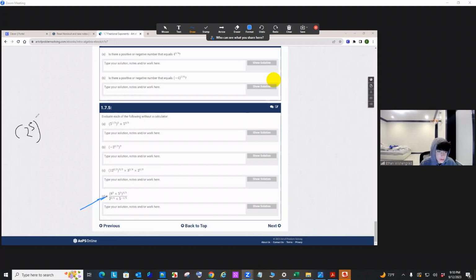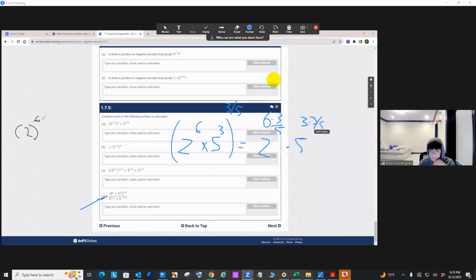2 to the third squared. So it's 2 to the 6th, times 5 to the third, cubed. But this is all 2 to the 3 over 5th power. So that's 2 to the 6 times 3 over 5, and this 5, 3 times 3 over 5. And this is divided by 2 to the 3 over 5 times 5 divided by 1/5.